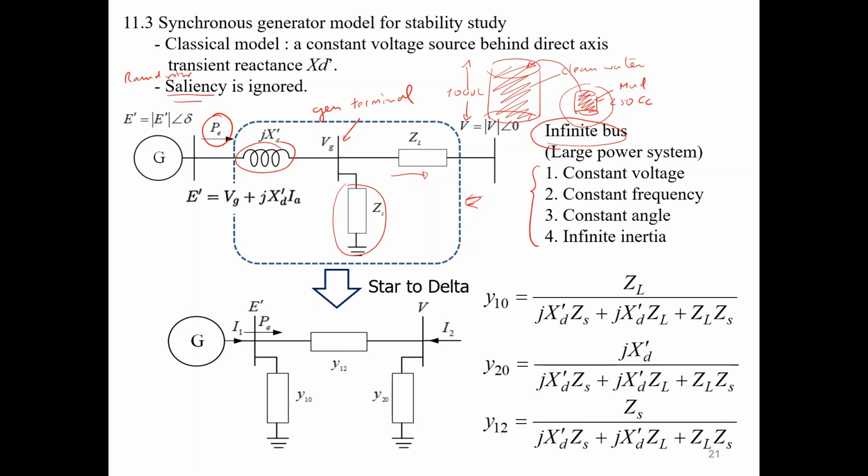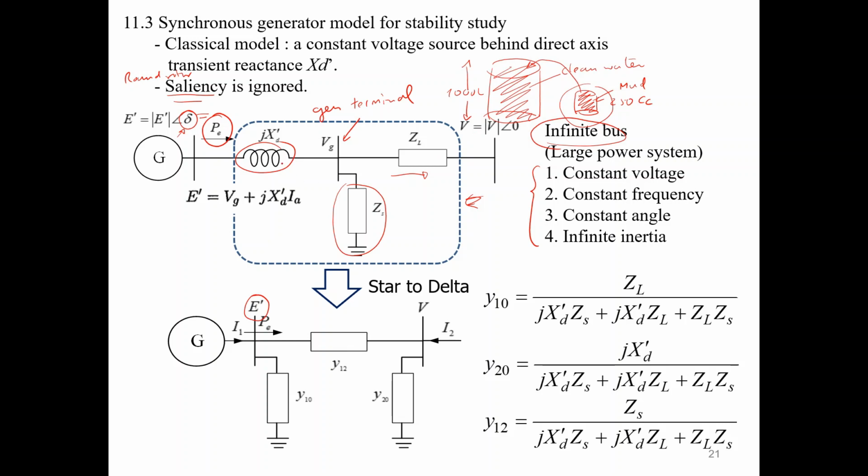Now we try to model. We want to find the relationship between the E', which is the internal EMF, and the rotor angle. We want to see the effect of this rotor angle on the PE. We want to see these two relationships. So we model the E and V. V is the terminal voltage at this point.